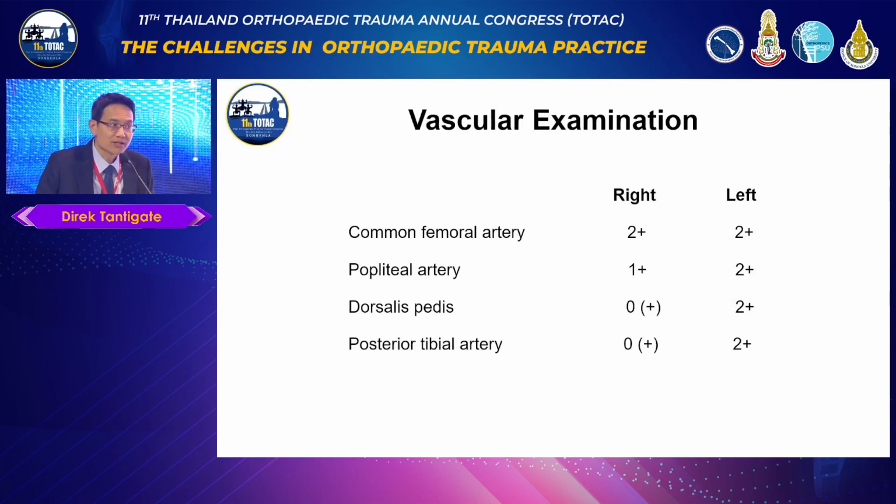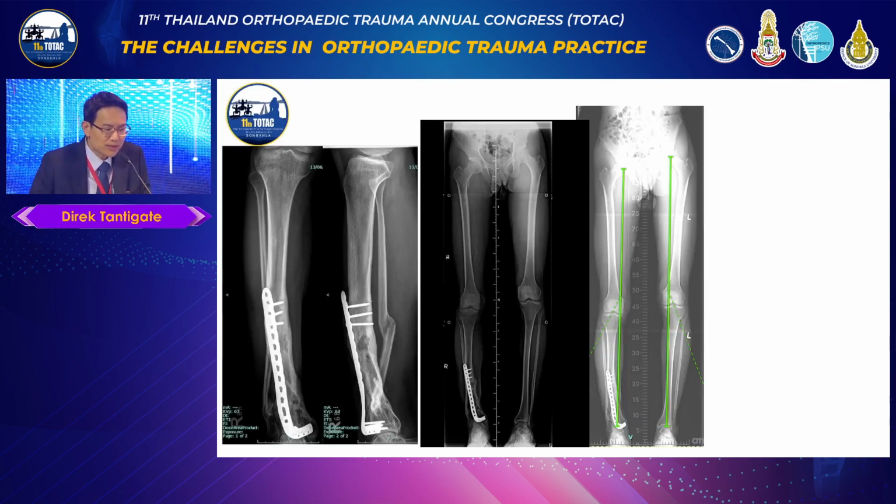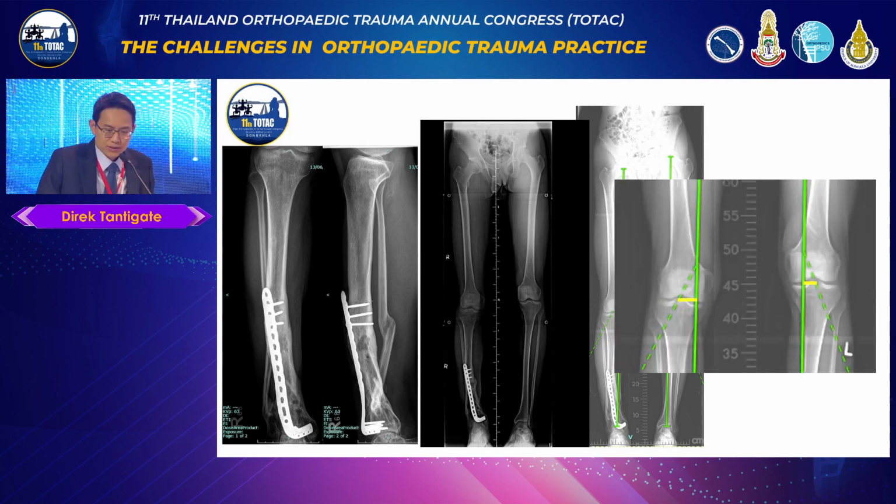The vascular examination revealed diminished pulses at the right popliteal artery, dorsalis pedis and posterior tibial artery, detectable only by Doppler. So these are his X-rays. He has a plate on the distal tibia, but it is not that great. The mechanical axis is deviated to varus, and the leg length discrepancy is about 4 centimeters.